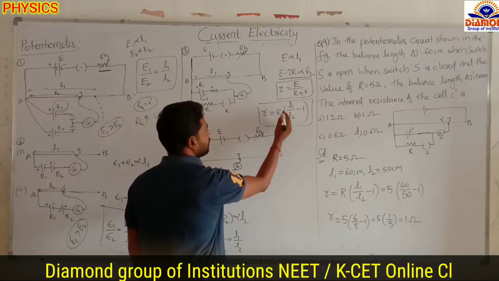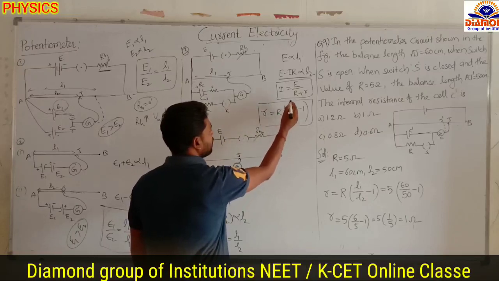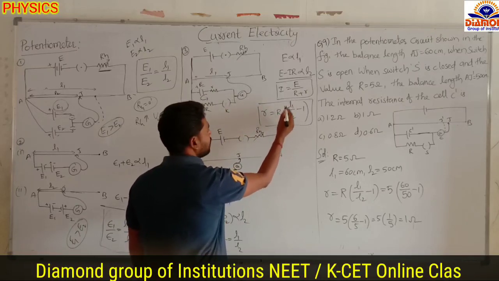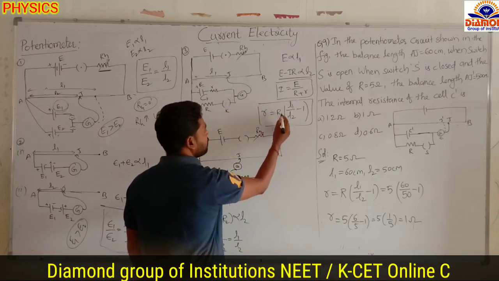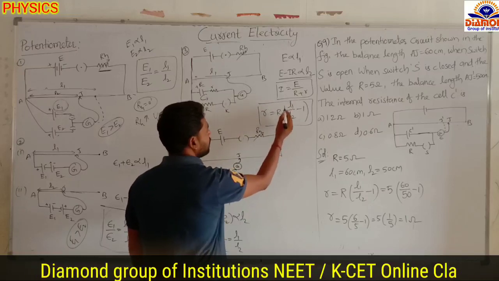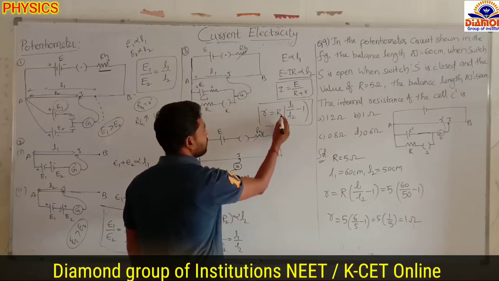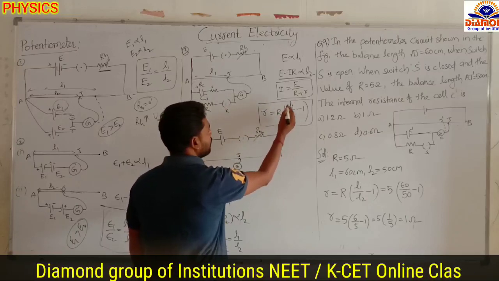L1 is nothing but the length without connecting the resistance. That means if the switch is open, what length is it showing? If the switch is open, the length equals 60 centimeter, L1. If the switch is closed, how much length is it showing? That is 50 centimeters. So L2 equals 50 centimeters. Now substitute here. The R value is 5 ohm. Substitute in the formula, and simplifying, we get r equal to 1 ohm. The internal resistance is 1 ohm.